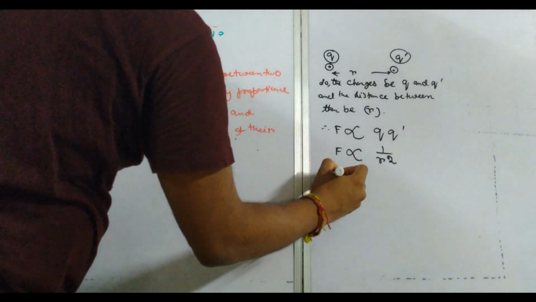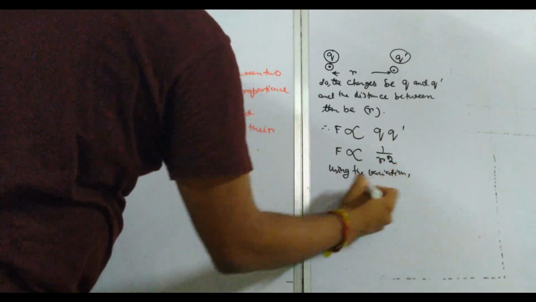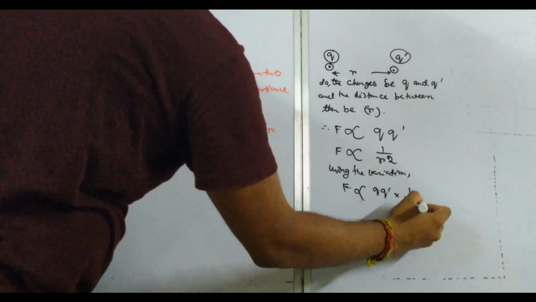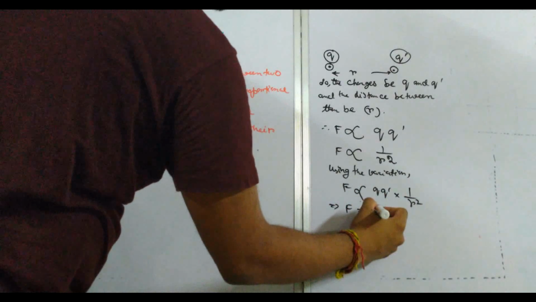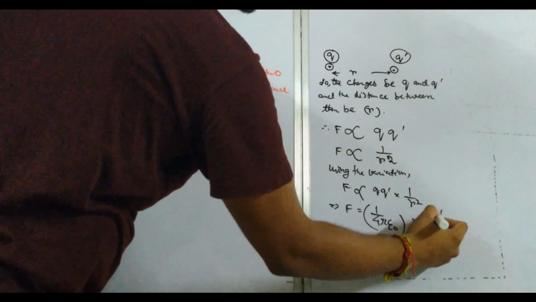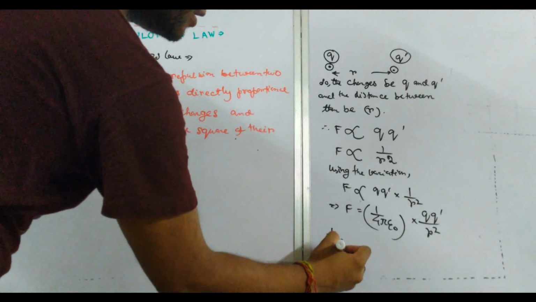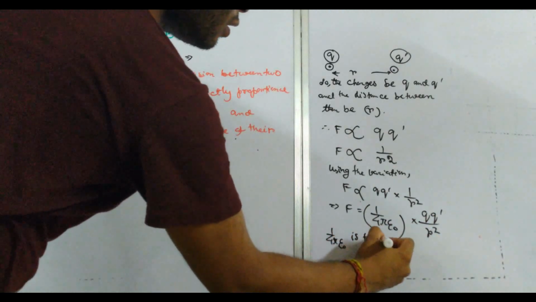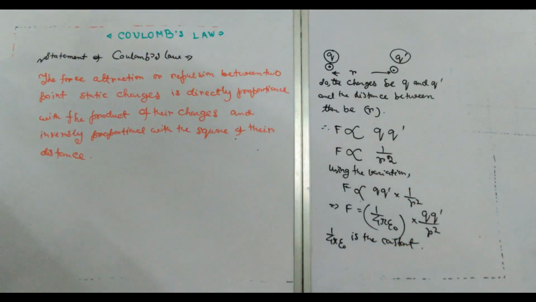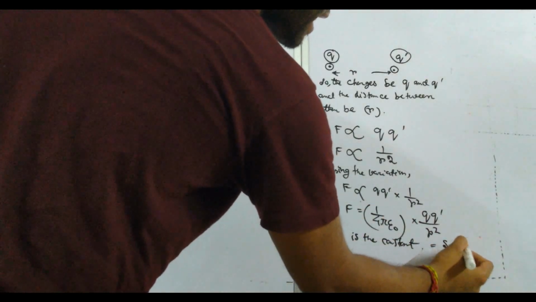So using the variation, we can write F proportional to Q, Q dash into 1 by r square, that is written as 1 by 4 pi epsilon naught into Q, Q dash by r square, where 1 by 4 pi epsilon naught is the constant. And we always try to calculate in SI units. So this is the constant in SI unit.